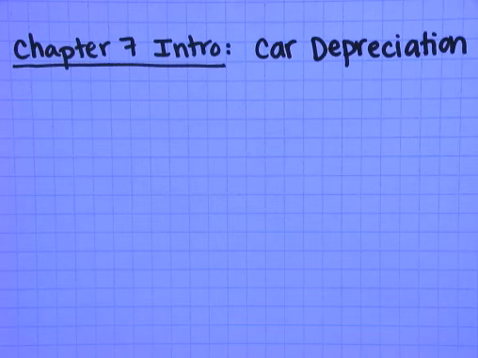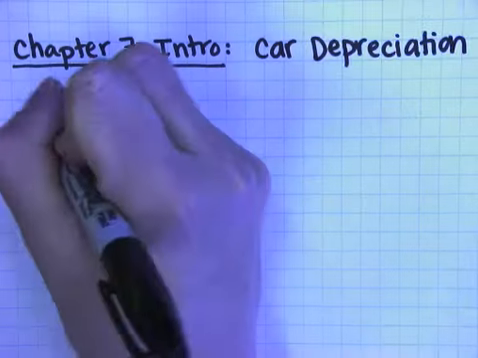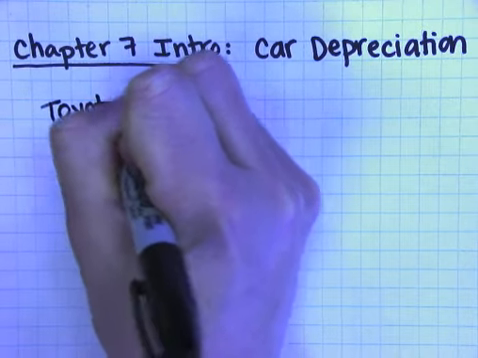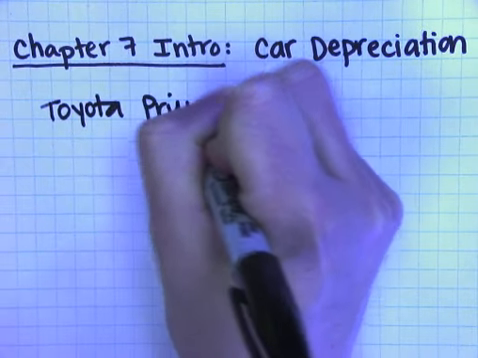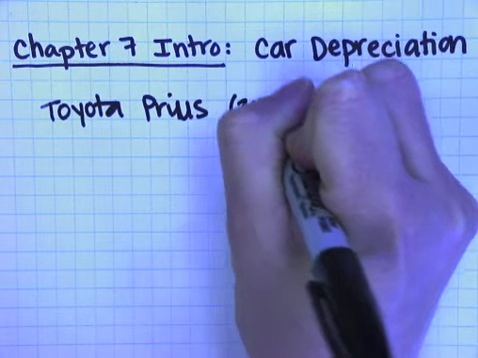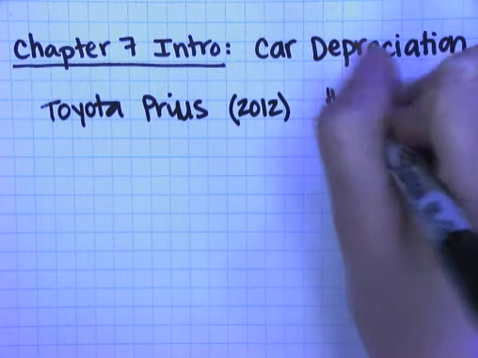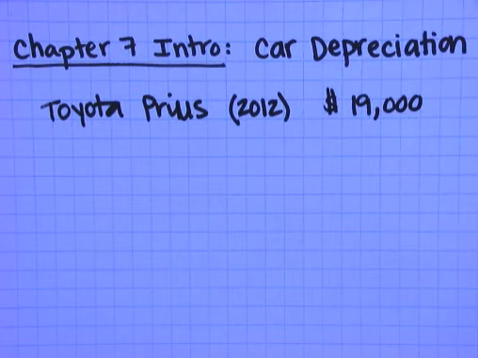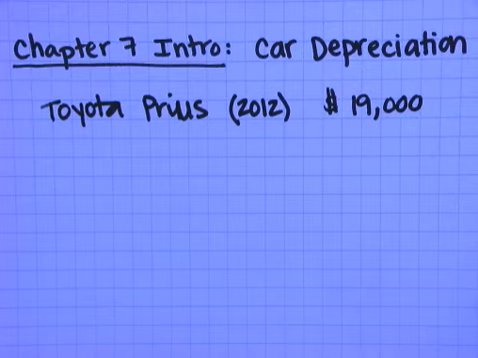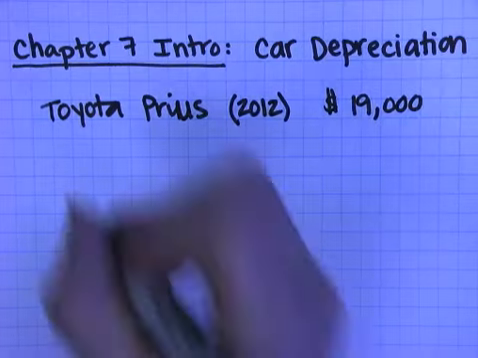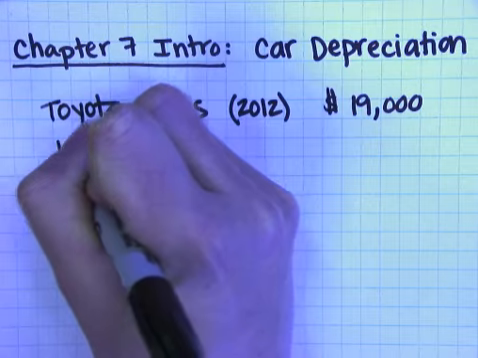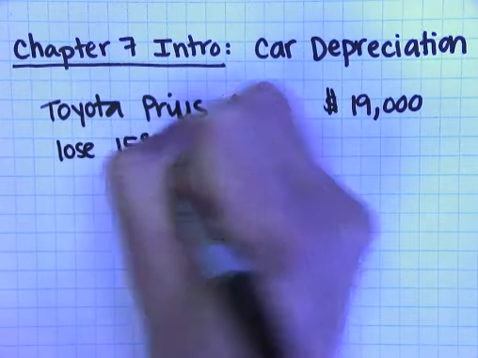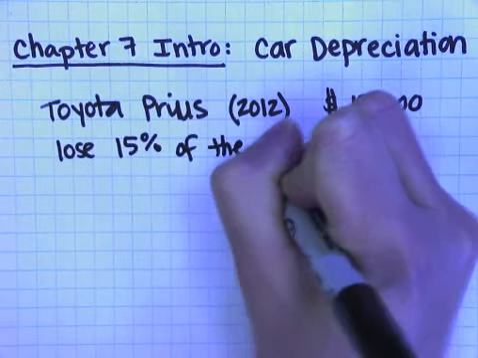So today in class we talked about car depreciation, and for the purposes of these notes I'm going to go ahead and use a Toyota Prius. I'm going to use a 2012 model. I looked it up on the internet, and these run about 19 grand. Obviously you can have it be more or less depending on what fun things you get, but around 19 grand. We also assume today that we lose 15% of the value of the car each year.